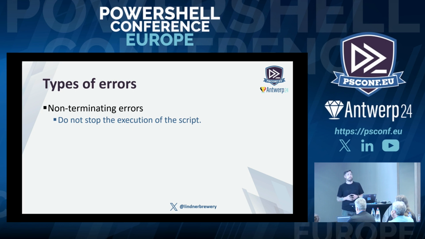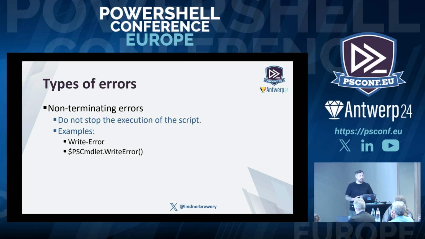Where we need them is, for example, when we have a function that pulls information from 100 servers. We don't want the execution to stop just because one server is offline. We just want it to print the error and continue with the execution. So that's an example where you use non-terminating errors. Examples for non-terminating errors are Write-Error, I suppose we all use it, and the PSCmdlet WriteError method. If we use advanced functions, we can use this method to throw non-terminating errors.